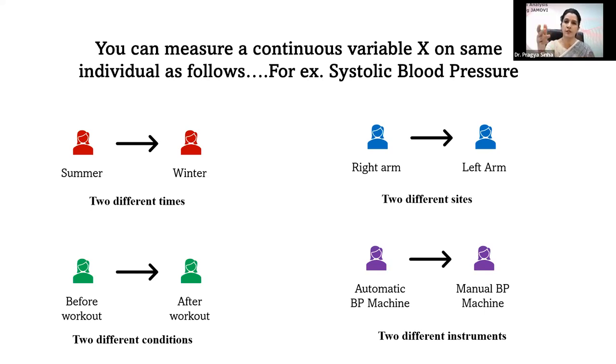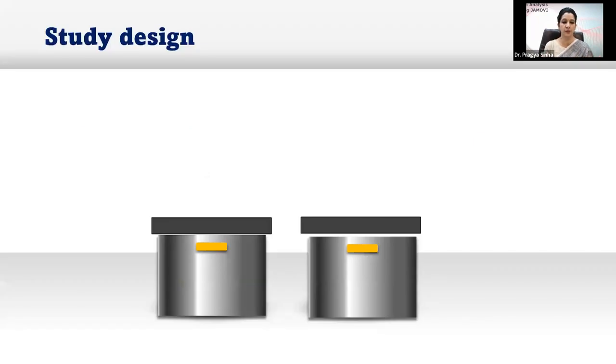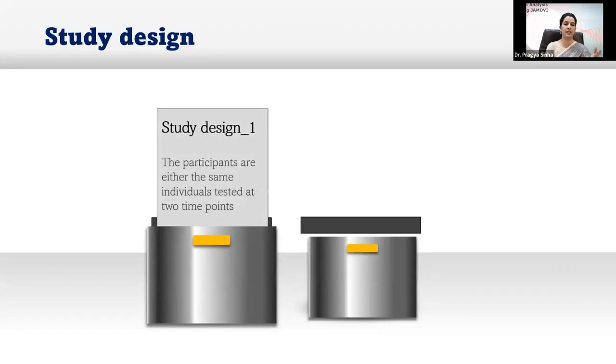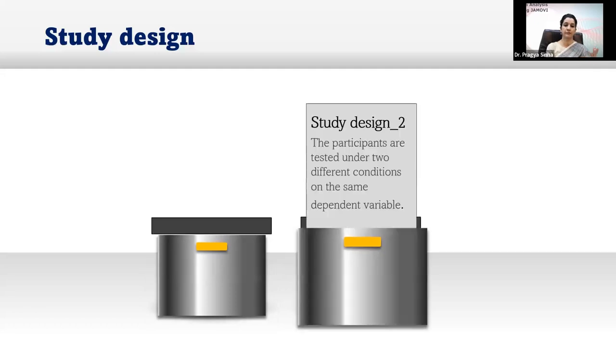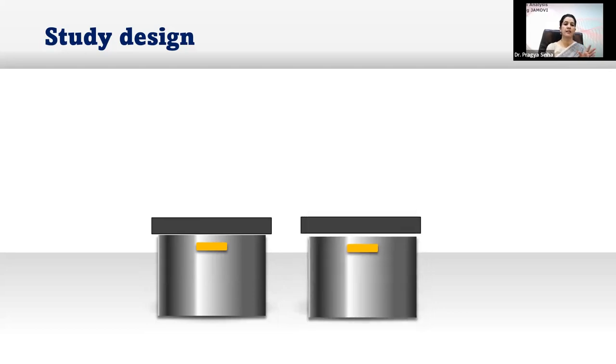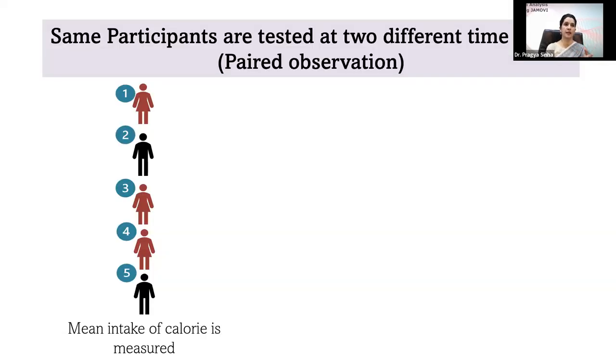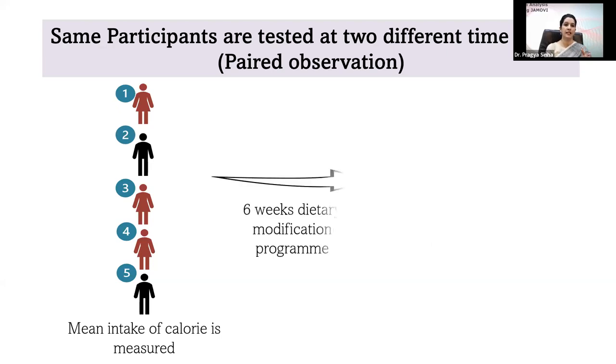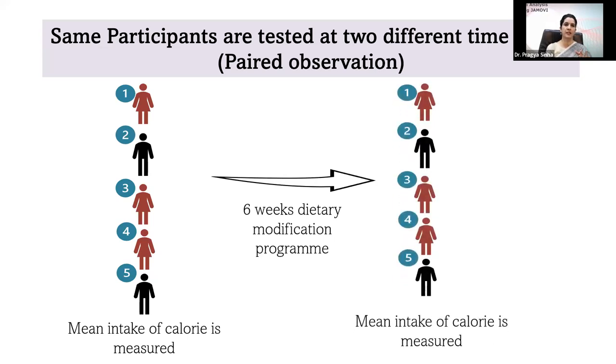But in all these four scenarios, what have we seen? That it is the same blood pressure and we have got the paired value of the same person in all these four scenarios. So what type of study design can we use? The participants can either be tested at two different time points, or they can be tested under two different conditions on the same dependent variable. Again, the same example: five people where I have measured their mean calorie intake, and then after a 6-week modification program, I am again measuring the mean calorie intake.